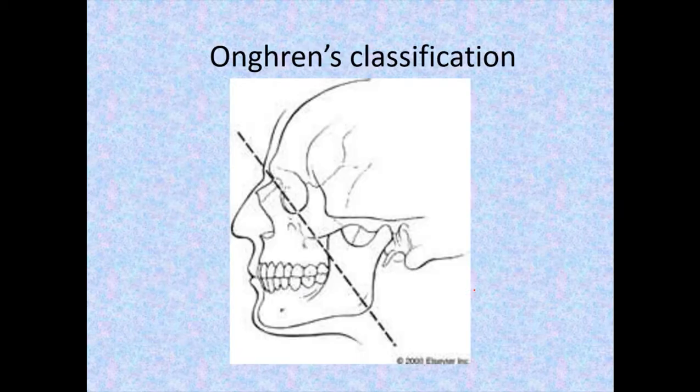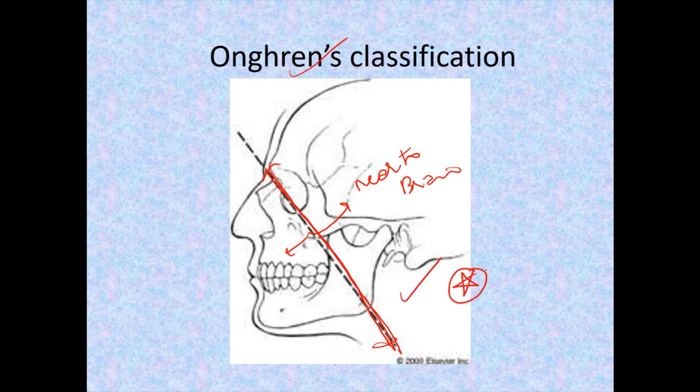There is something called Holmgren's classification. A line is drawn from the medial canthus to the angle of the mandible, very important. If you draw a line like this, the cancers that are formed above are dangerous because they are nearer to the brain, and the ones below have a good prognosis. They are farther from the brain. So this is Ongren's classification. Very important 2 marks question.